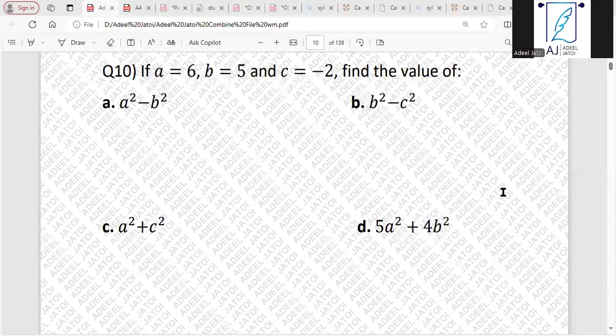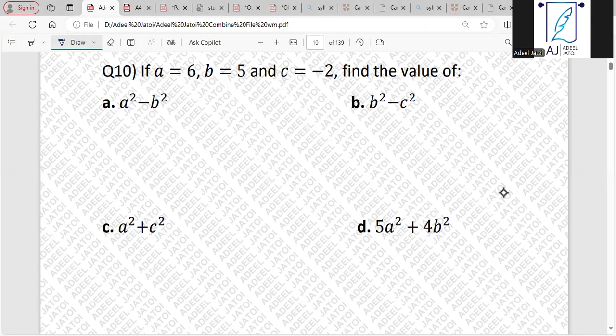Okay, so question number 10 it is. Let's just work it out with the substitution of the numbers. If A is equal to 6, B is equal to 5, and C is equal to -2, find the value of A squared minus B squared.